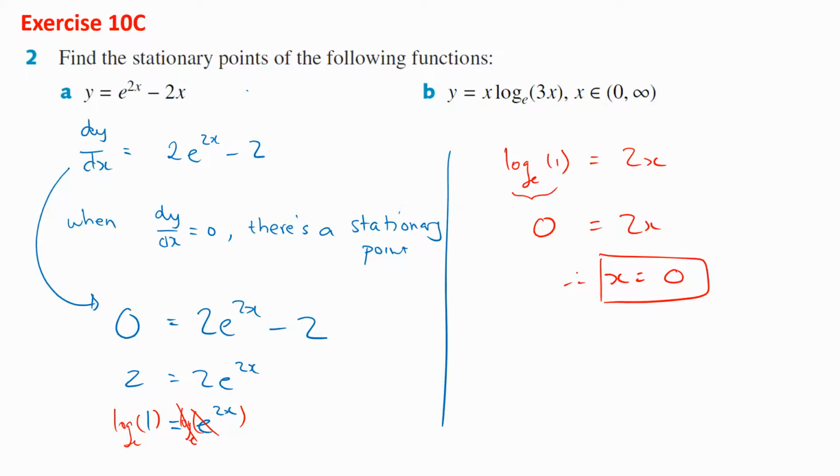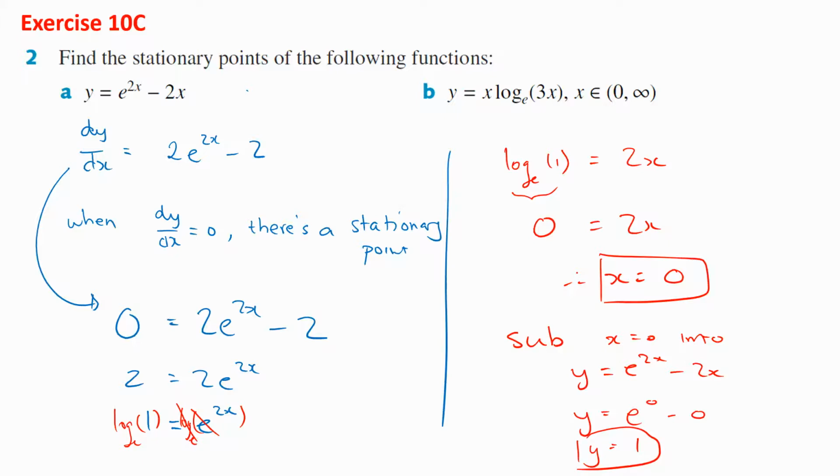How do you find your y coordinate? What do you do? Sub it back in, not into the derivative, into this. Because this tells you the y coordinate, not your gradient. You don't want your gradient. Okay, so sub x equals 0 into y equals e to the power of 2x minus 2x. So you get y equals e to the power of 0 minus 0. y equals 1. You're not done yet.